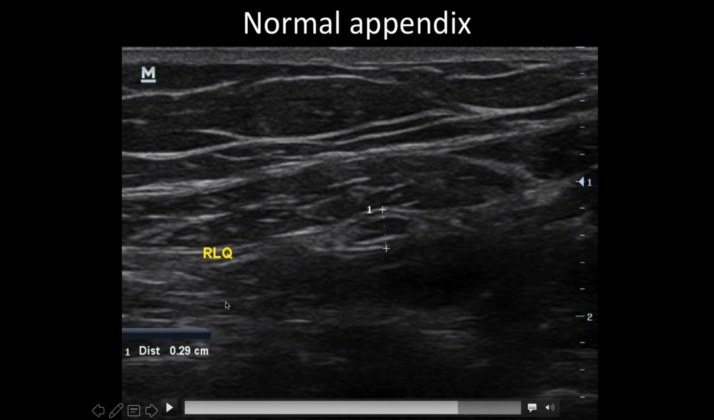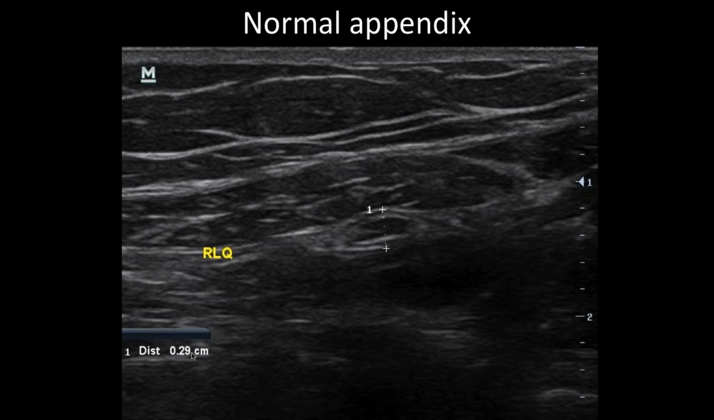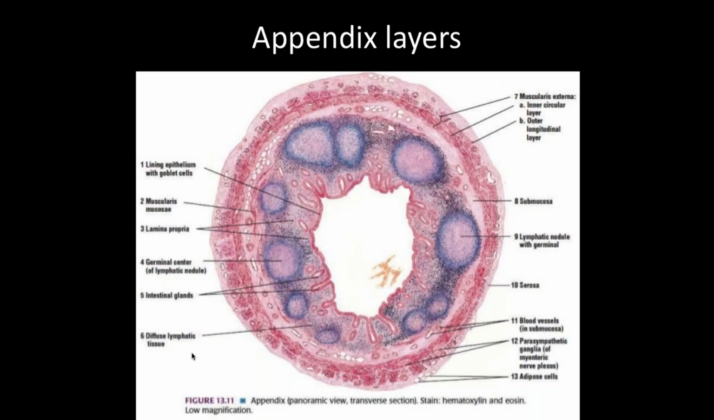It's less than 6 millimeters. This is 3 millimeters. So we now have an appendix there that we're convinced of. We saw it in the long axis and the short axis. We saw a blind end. We showed it's compressible, and we measured it. So this is a good way to do your appendix point of care ultrasound.